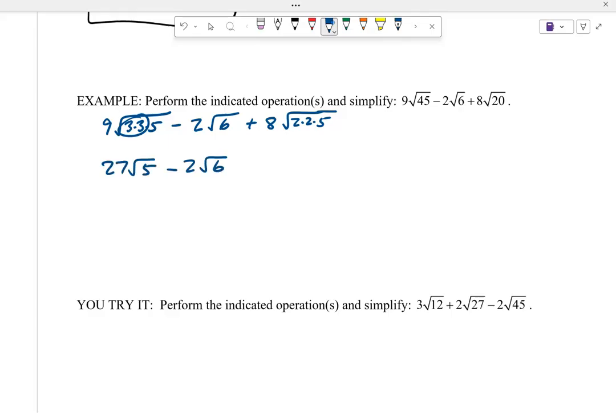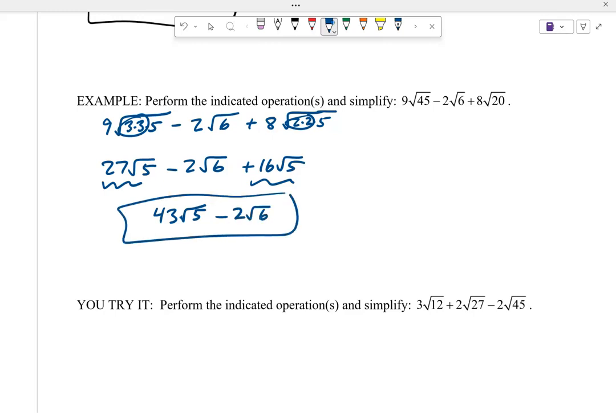Minus 2 root 6. A 2 comes out. 8 times 2 is 16 root 5. So my only like radicals would be the 27 and the 16. So that would be what? 43 root 5 minus 2 root 6. So there's our final solution.